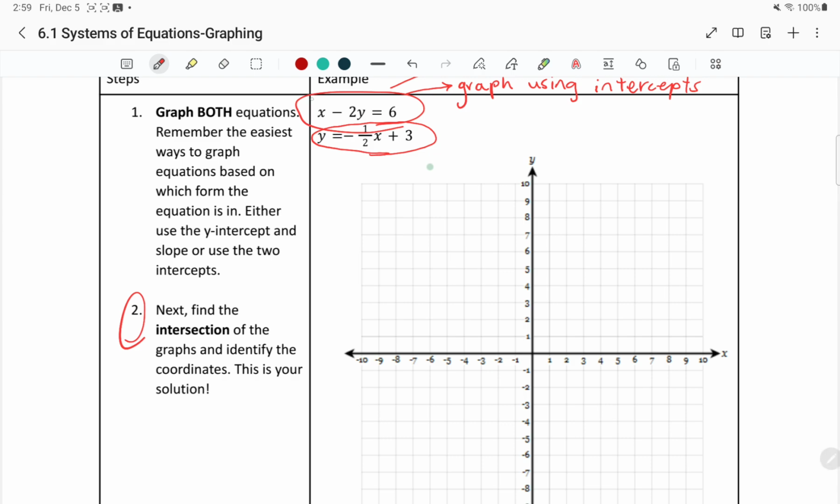So let's graph the first one. I'm going to use my intercepts, so that's using the cover up method. I'm going to cover up one of them and then solve for the other. So negative 2y equals 6. Divide by negative 2 on both sides. Y equals negative 3. And then I go over here and I cover up the other one. X is already by itself. That's really cool. So x equals 6.